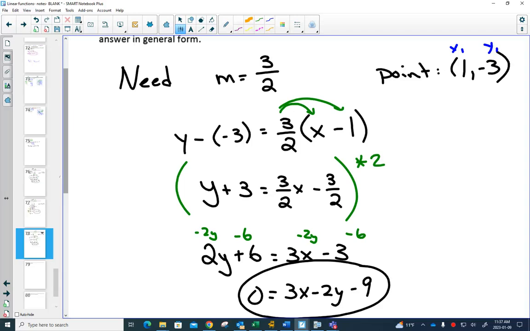So different from the last one. Last one we used y equals mx plus b. You could have used y equals mx plus b on this one as well. That would have been perfectly fine. And then change it to general form. So this, when they tell perpendicular, the slope is a little bit disguised, right?